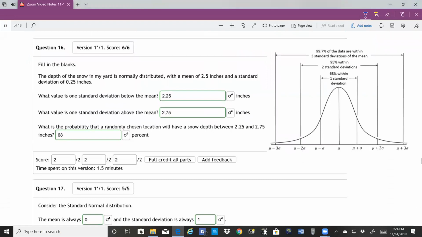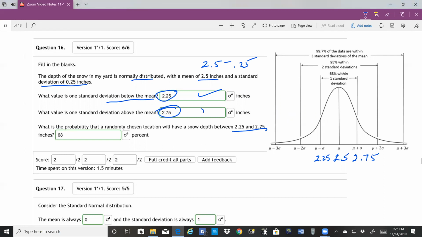Now we have a particular problem here. The depth of the snow in your yard is normally distributed with a mean of 2.5 and a standard deviation of 0.25 inches. The value that's 1 standard deviation below is 2.25. That's basically 2.5 minus 0.25. And the value 1 standard deviation above is 2.75.